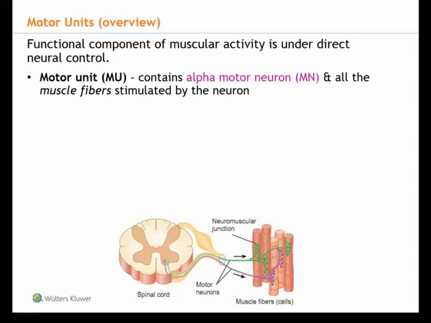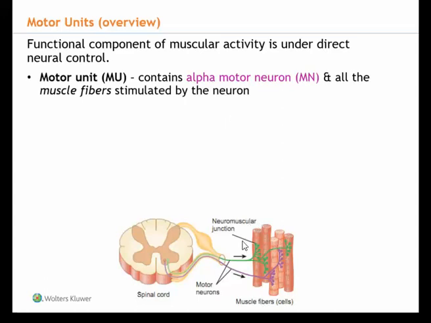So first we have to know what a motor neuron is, and we learned about motor neurons in part one. You see this word here, alpha motor neuron. That's just a more specific type of motor neuron, but we're just concerned with the motor neuron. But a unit is the neuron and all the fibers that it innervates.